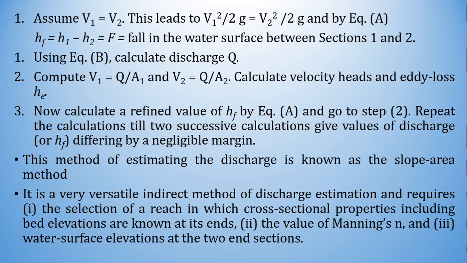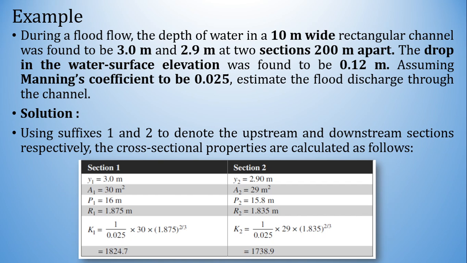It is a very versatile indirect method of discharge estimation and requires the selection of a reach in which cross-sectional properties including bed elevations are known at its ends. The value of Manning's N and water surface elevations at the two end sections must be known to work out the slope area method. With the help of an example, we will understand how to estimate the discharge by using this slope area method. Now read the example.